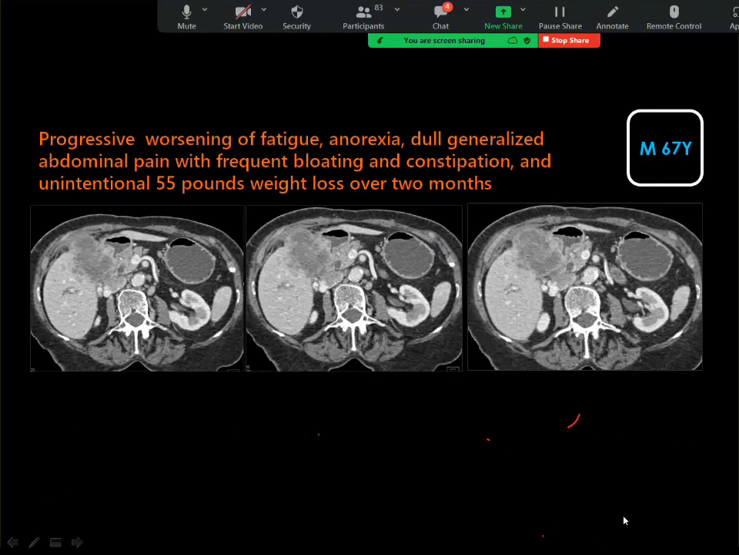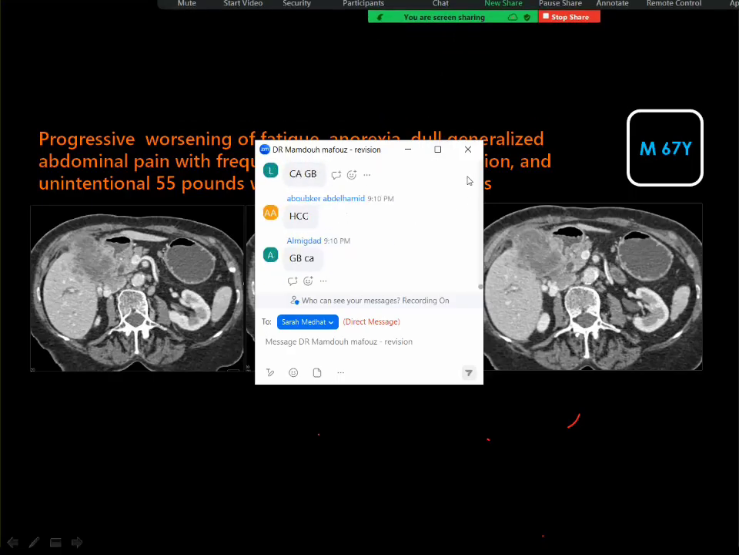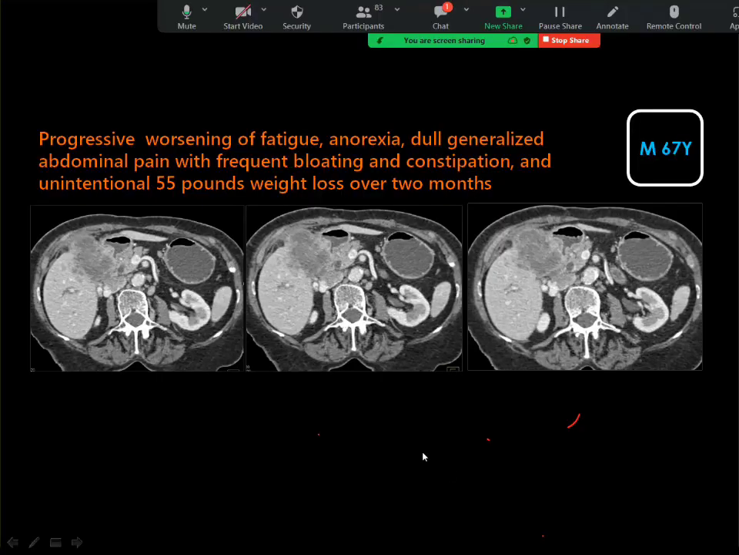Next case is a male patient, 67 years old, with progressive worsening fatigue, anorexia, dull generalized abdominal pain, frequent bloating and constipation, and unintentional 55 pounds weight loss over 2 months. Gallbladder mass, gallbladder cancer, yes. If you see a mass in the gallbladder fossa, you should consider this as a gallbladder carcinoma until proved otherwise.